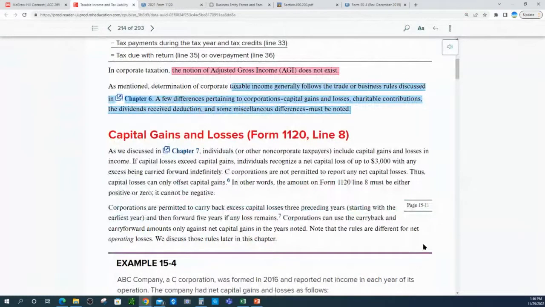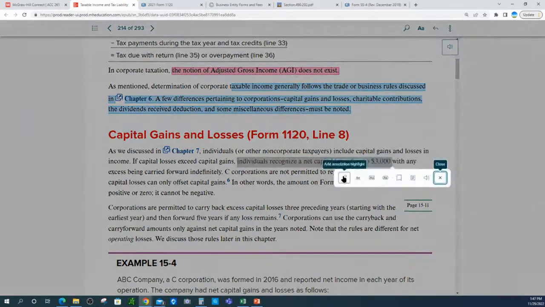So first, let's talk about capital gains and losses. So remember, for individuals, you can take up to $3,000 of net capital losses, right?